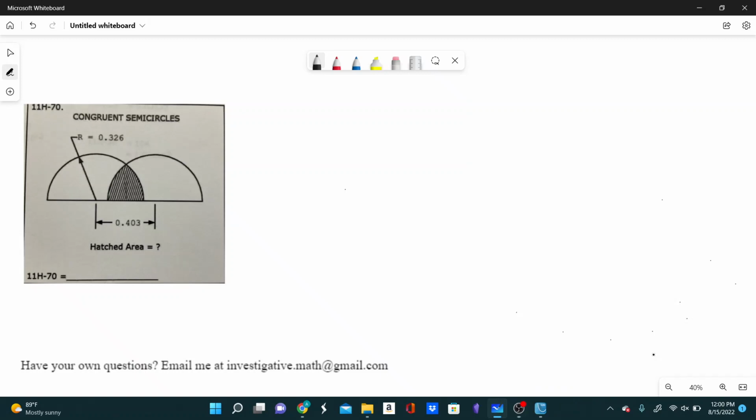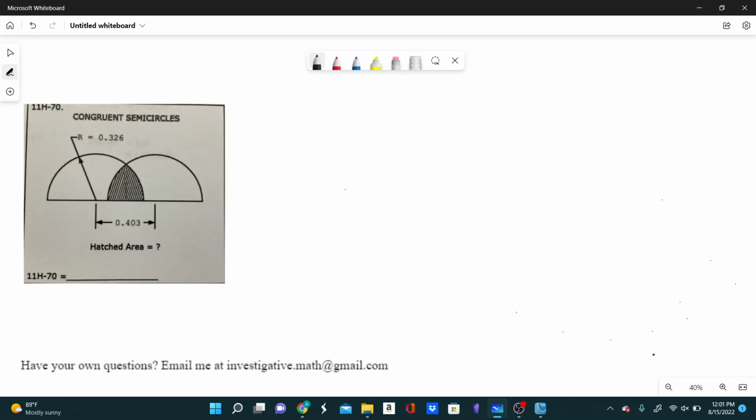Number 70. We have congruent semicircles. They have a radius of 0.326 and the distance between the centers is 0.403. We just have to find this hatched area. So this is a pretty tricky problem. It is number 70, back when number 70 used to be a geometry problem.